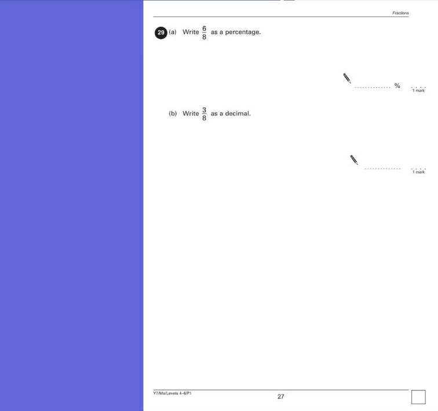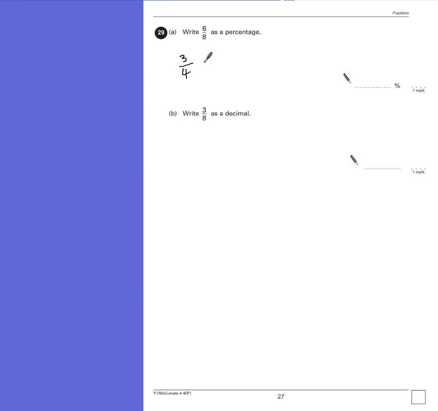Question 29. Write 6/8 as a percentage. There are a few ways you can approach this question, but one of the easiest is to simplify this fraction. 6/8. We can halve both of these numbers, which would leave us with 3/4.